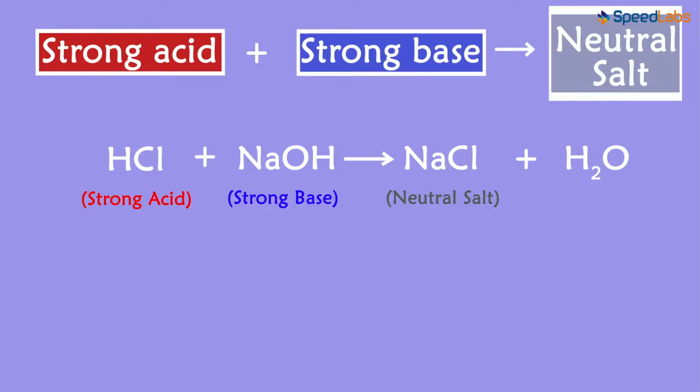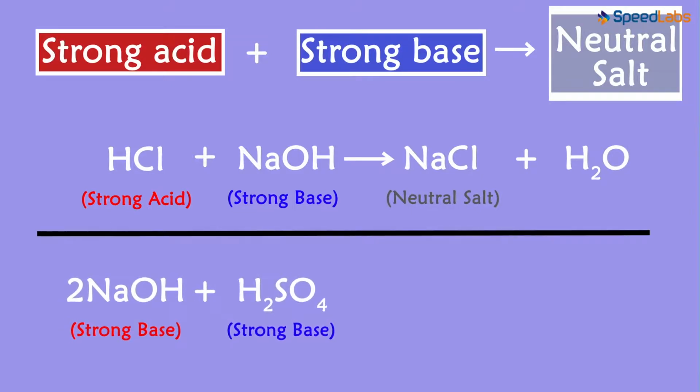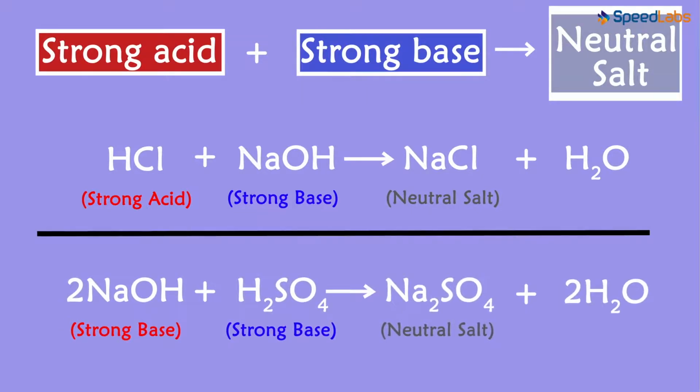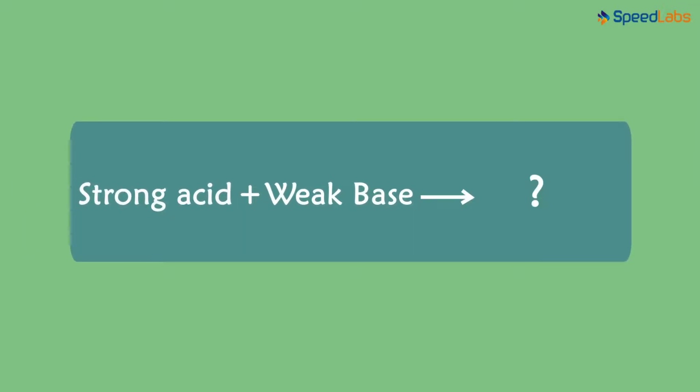Another example would be sodium hydroxide reacting with sulfuric acid to give us sodium sulfate. This is a neutral salt too. Now let me ask you a question. What will we get when a strong acid reacts with a weak base? Can you guess?